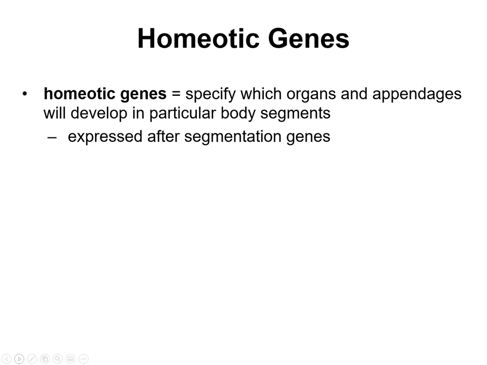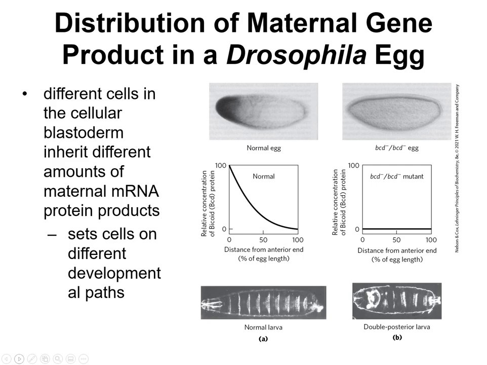Then there's the homeotic genes, and these specify which organs and appendages are going to develop in a particular segment. So after segmentation genes are expressed and you've got your segments, then the homeotic genes kick in and say, okay, I'm going to be making the wings right here in segment 4. All of those things have to be coordinated spatially and time-wise because you can't make an appendage in a segment that doesn't exist, right?